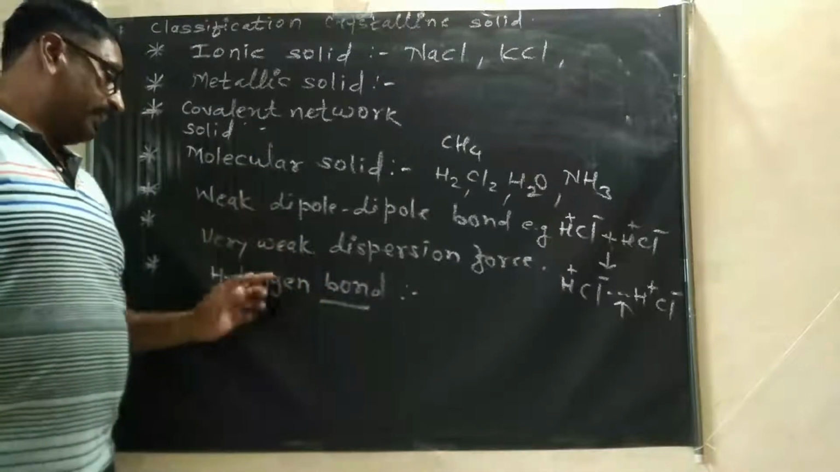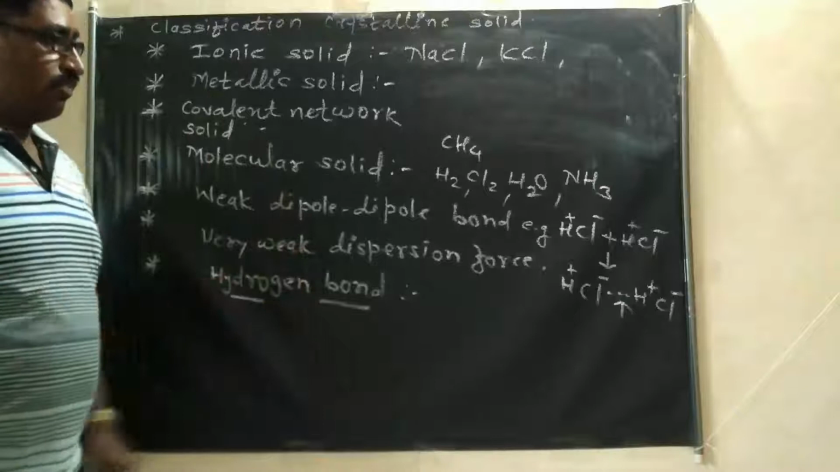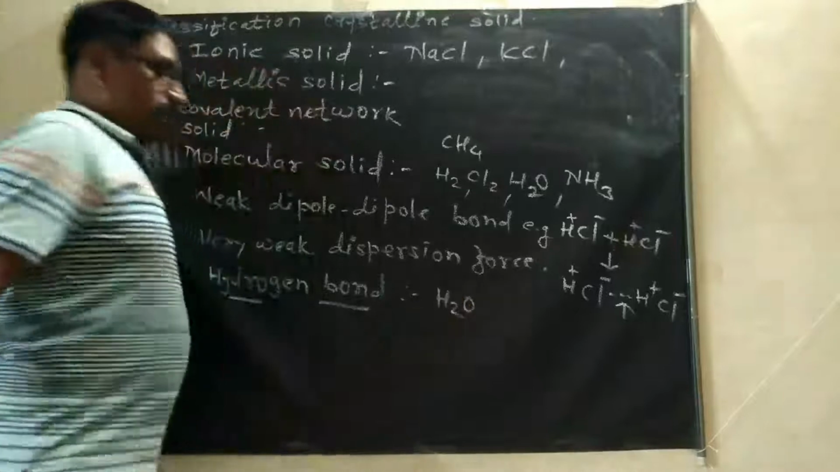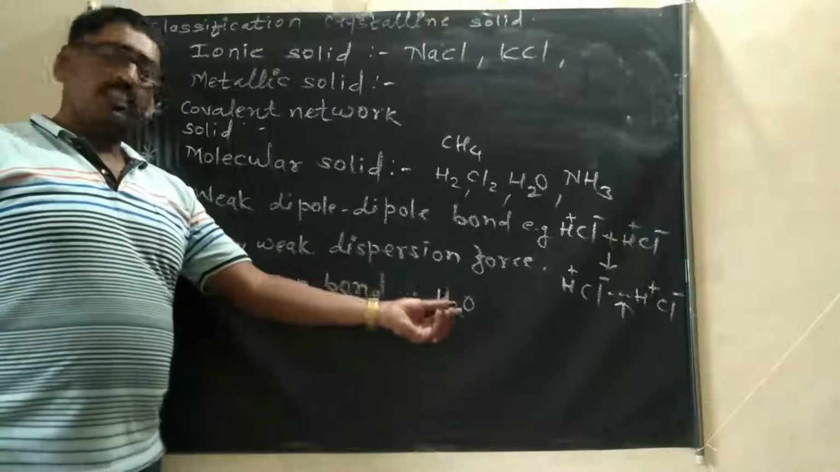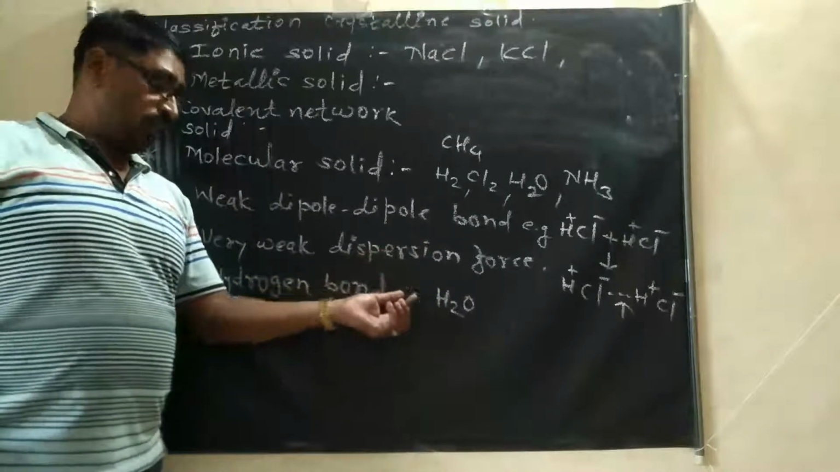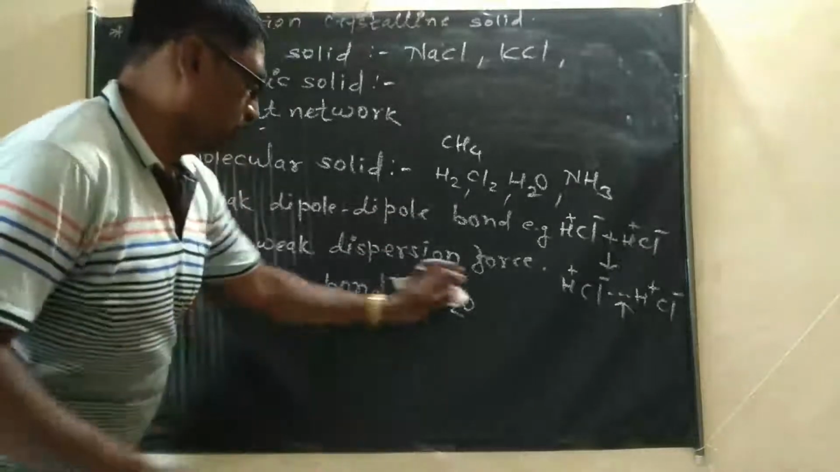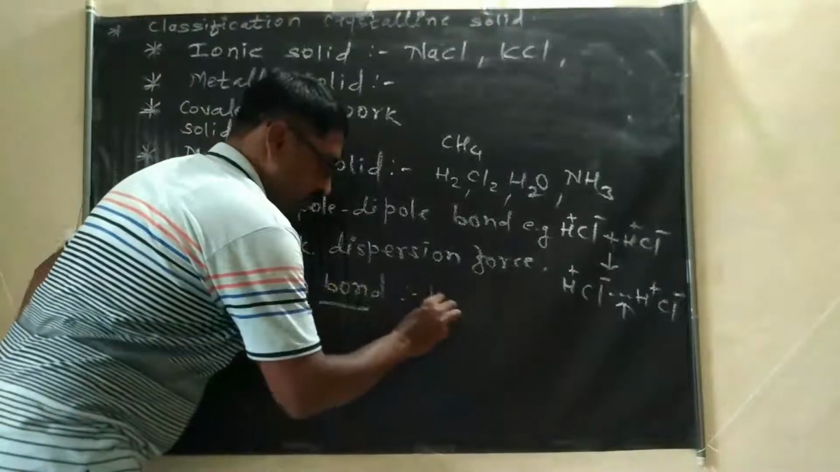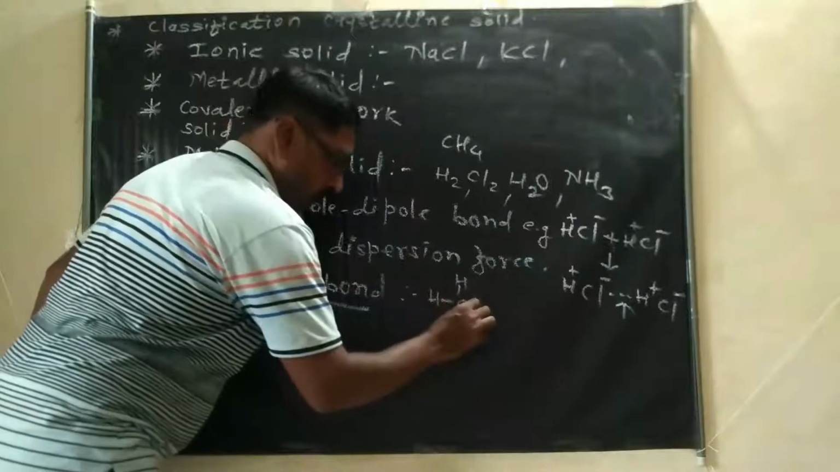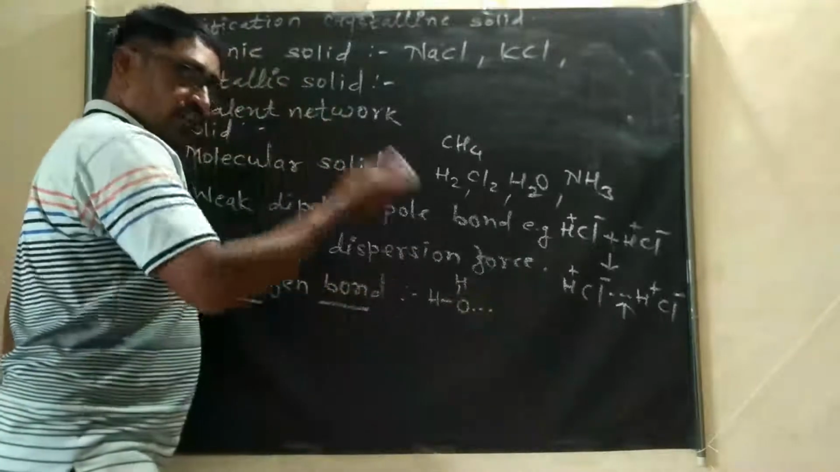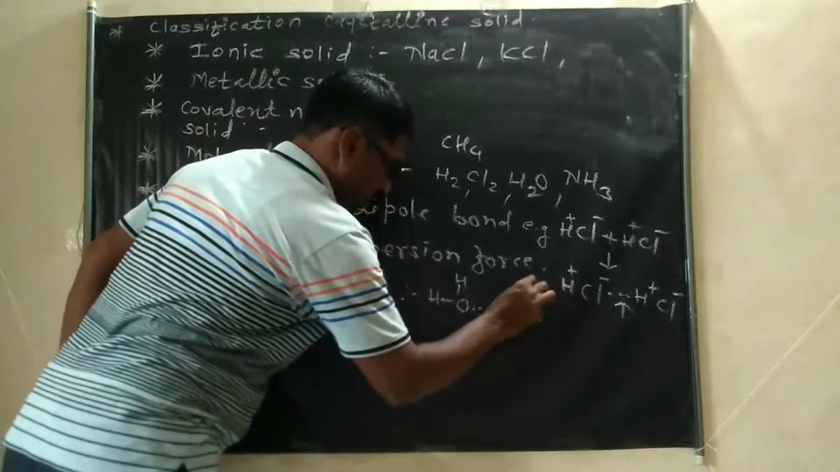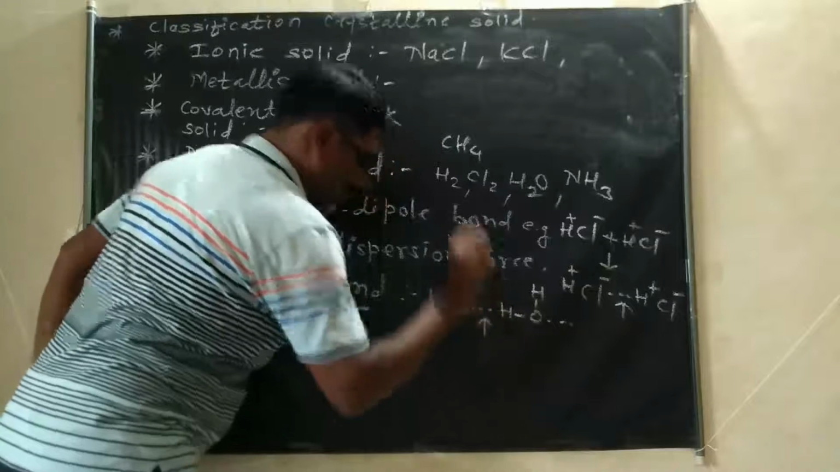If a molecule contains hydrogen in this way, it can have hydrogen bonding. For example, H2O: in H2O hydrogen and oxygen are present. Oxygen is more electronegative and hydrogen is more electropositive. When one H2O molecule comes in contact with a second H2O molecule, they form a hydrogen bond in this way, and that bond is called a hydrogen bond.